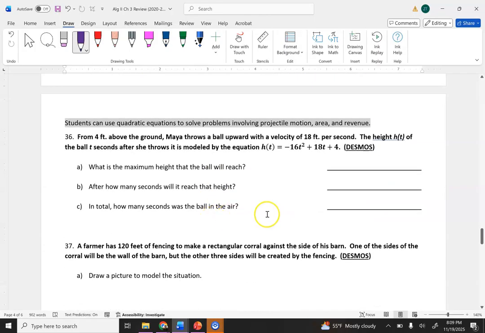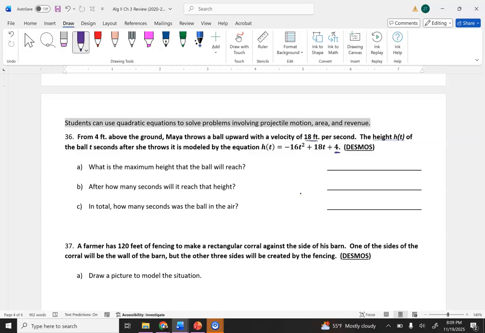All right, now we're going to finish up with the applications here. The first application is all about projectile motion. In this question, they just give you the equation. They don't even make you create it yourself. So from 4 feet above the ground, Maya throws a ball upward with a velocity of 18 feet per second. You'll notice the 4 feet above the ground is its starting height. So that's the ending of the equation there.